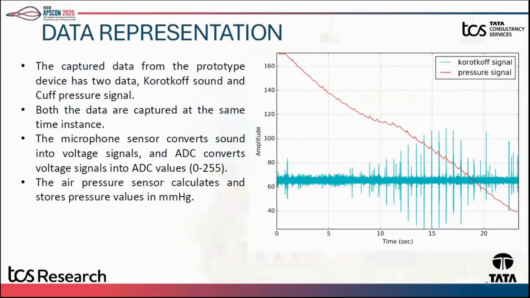So this is the data representation. This is how the data looks on the right side. The green one is the Korotkoff signal. As you can see, there is a lot of static noise. That is because of the microphone sensor, and there are random peaks occurring at the start and end. So basically, if you can see my mouse cursor, this is the Korotkoff sound, and these are the noise signals. And the red one is the pressure signal. Both the data are captured at the same time instance because it is very crucial for the auscultation method.